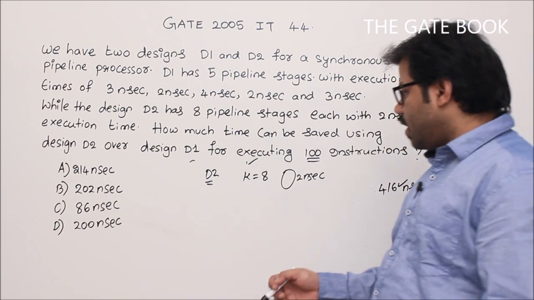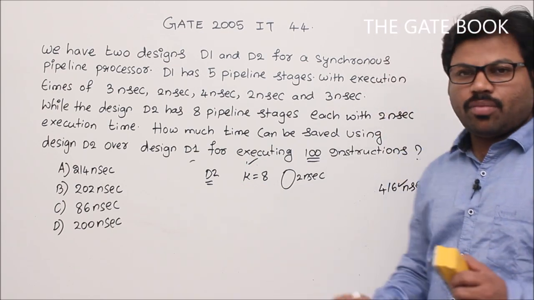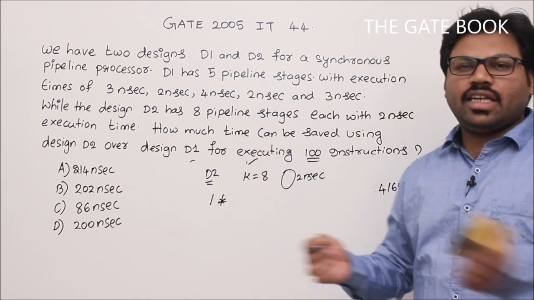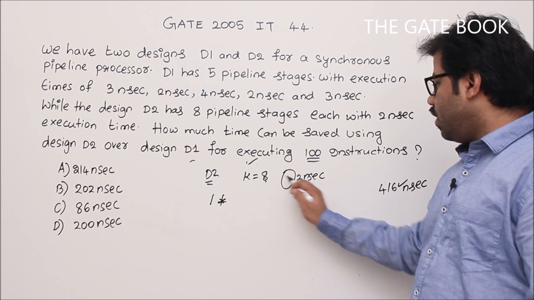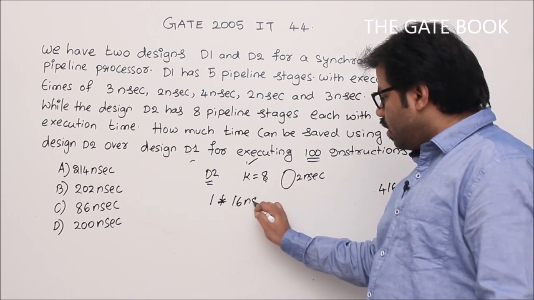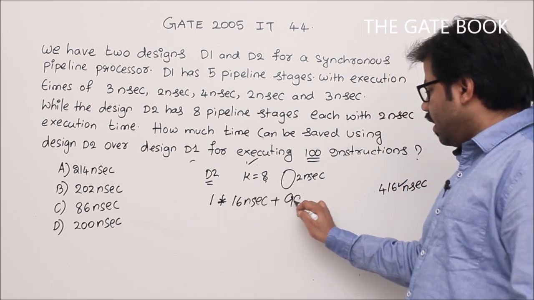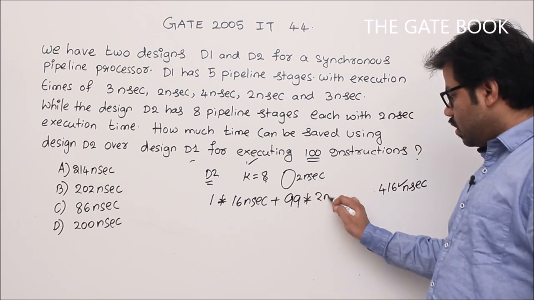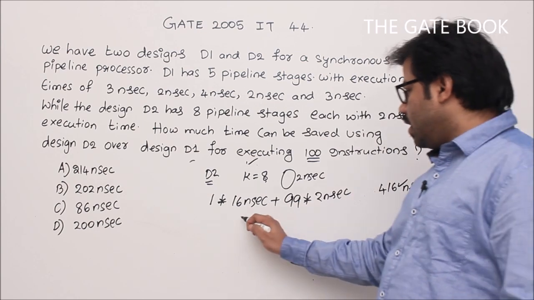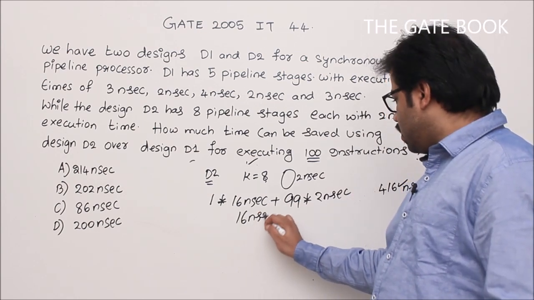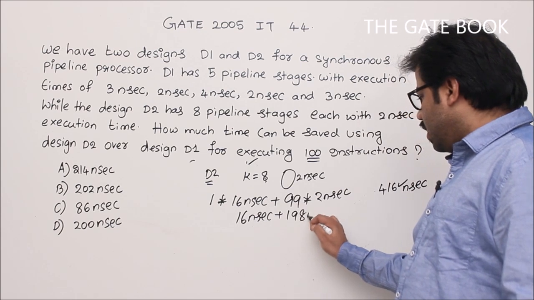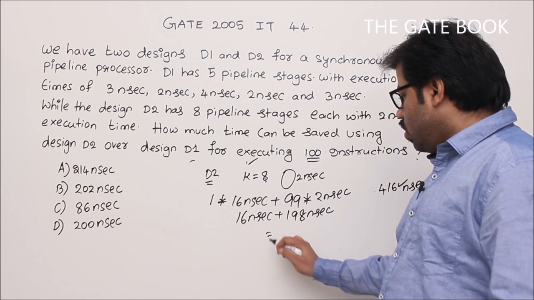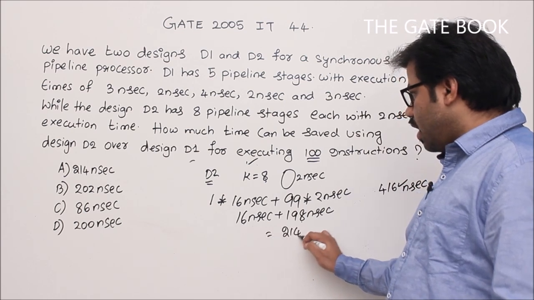Now we have a formula. What is that? Did you remember? If you don't remember the formula, simple. First instruction takes all the stage delays. How many stages do we have? 8. 8 into 2 is 16 nanosecond. Then the remaining 99 instructions each take only one stage delay, which is 2 nanosecond. So I can say 16 nanosecond plus 198 nanosecond. 198 plus 16 is 214 nanosecond.